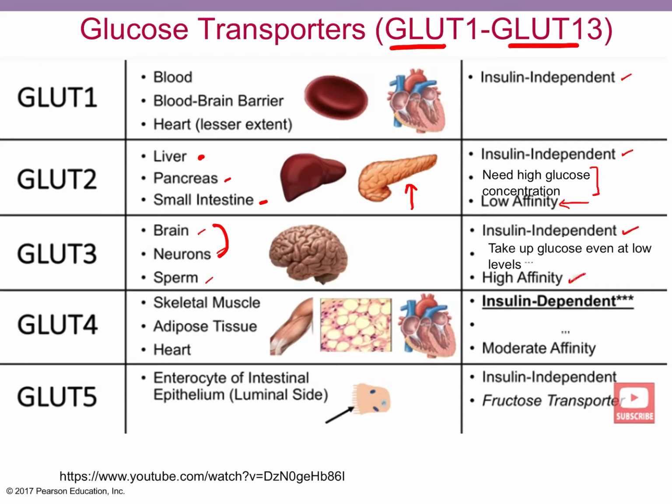So because these transporters have a high affinity for glucose, they'll take glucose up even at low levels, even if you're starving and there's just a little bit of glucose in your blood. Who's going to get that glucose? Your brain, all right, and the nervous system.